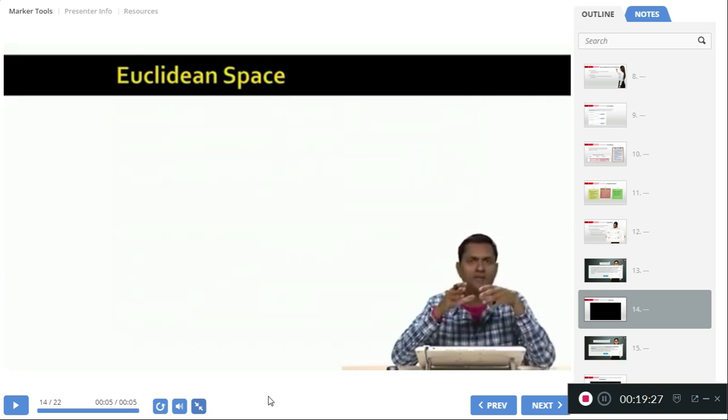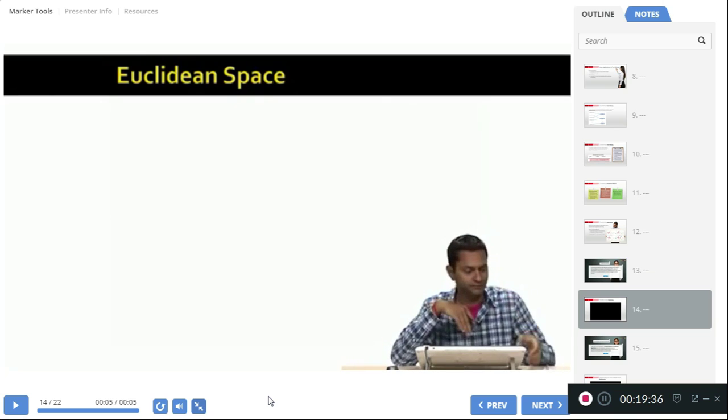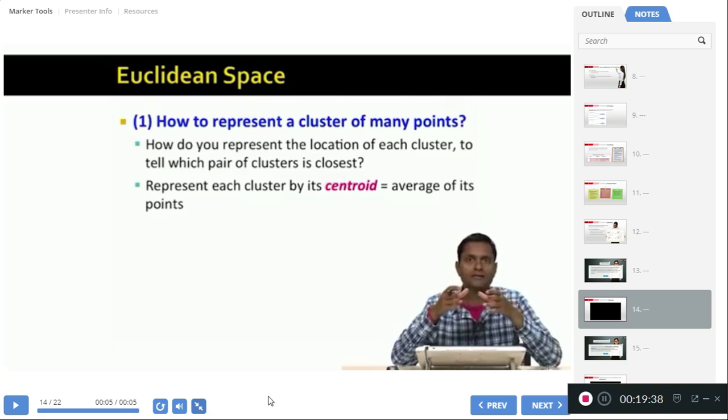Let's start with a simpler case of a Euclidean space. In a Euclidean space, we can always average two points, and the average is also a point in the Euclidean space. This gives us a simple answer to the question of how do you represent a cluster of many points. We can represent a cluster by its centroid, which is the average of its points.